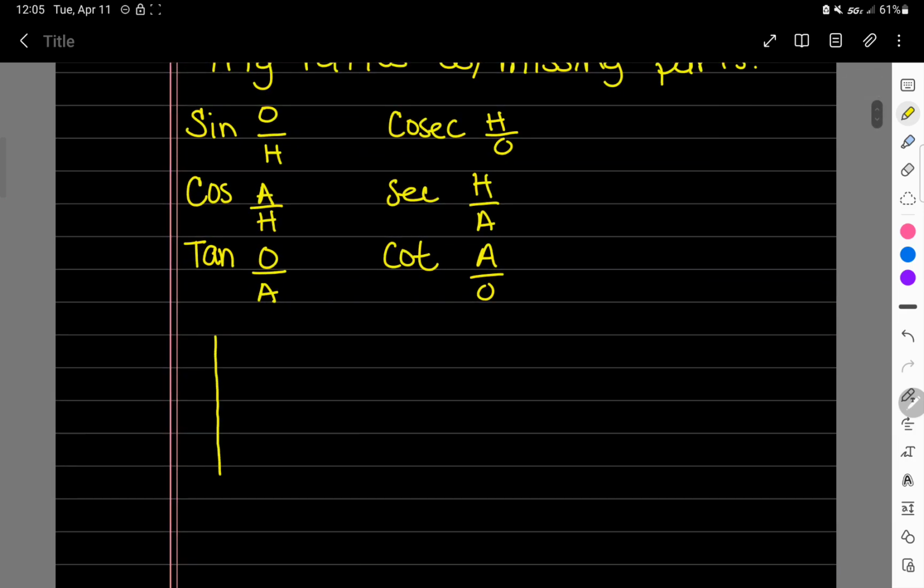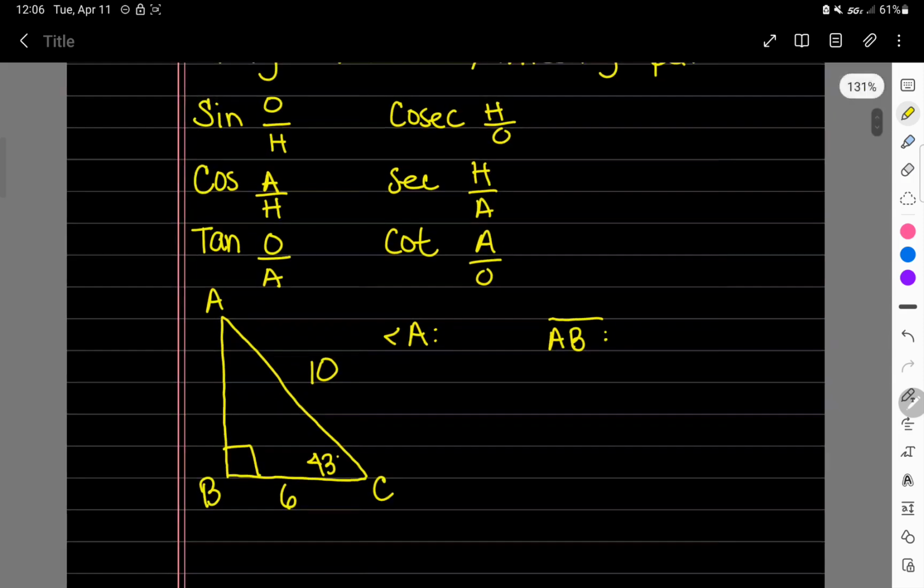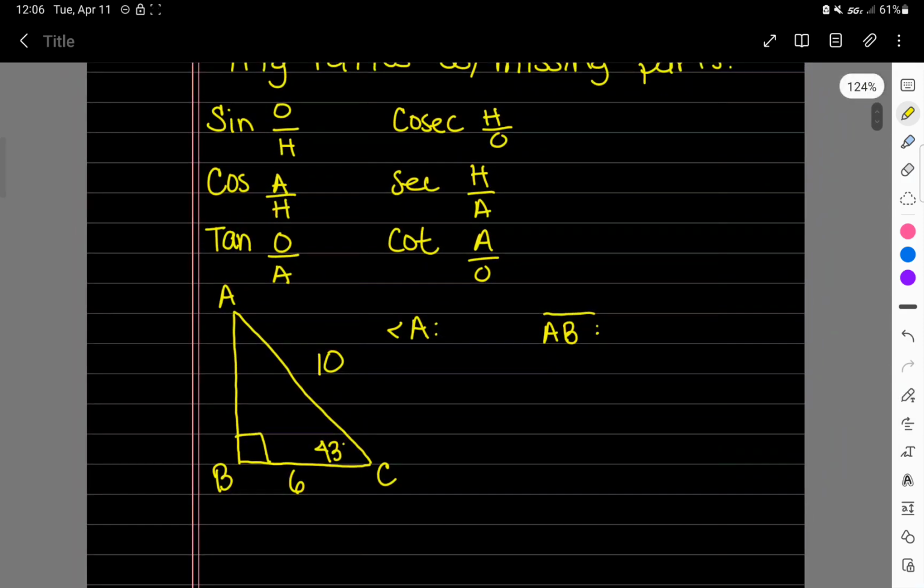So if we have a triangle, a right triangle specifically, and we have 10, 6, and then we're missing a side, and then let's say we have 43 degrees, and then we have A, B, C. So we want to solve angle A. We want to solve the missing side AB, and then we're going to do our 6 ratios.